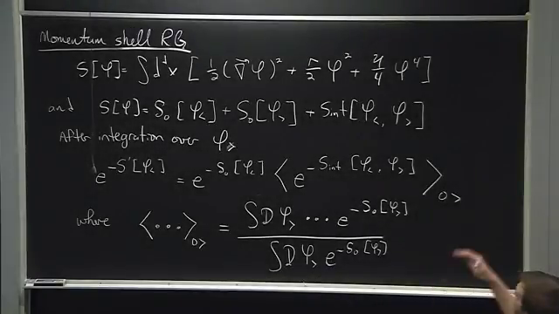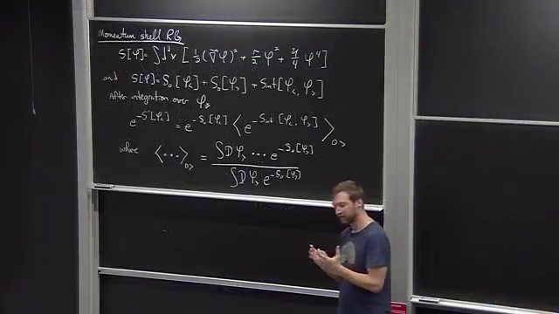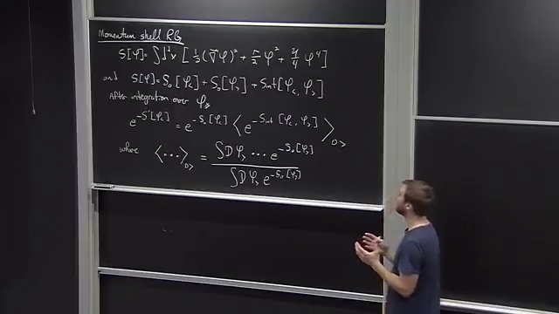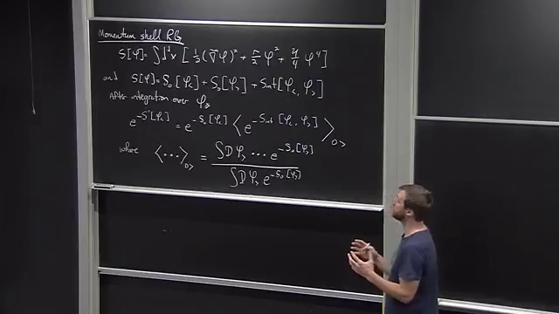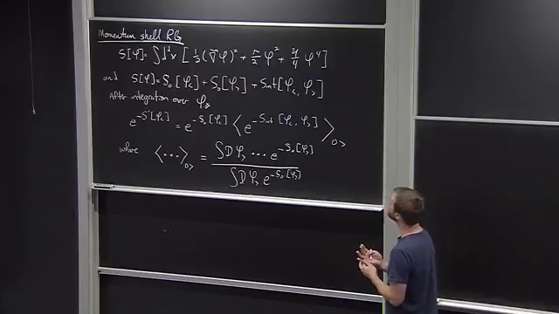So we start with the action as a functional over fields. It's a phi-4 theory. The phi-4 term corresponds to the interaction between, say, Ising spins. And then we constructed this momentum shell RG where we define regions of the k integration which correspond to slow and fast fields.